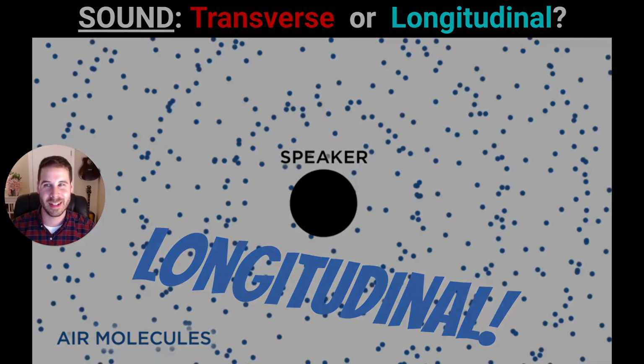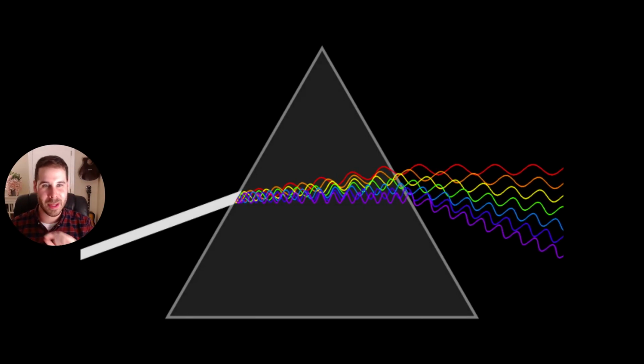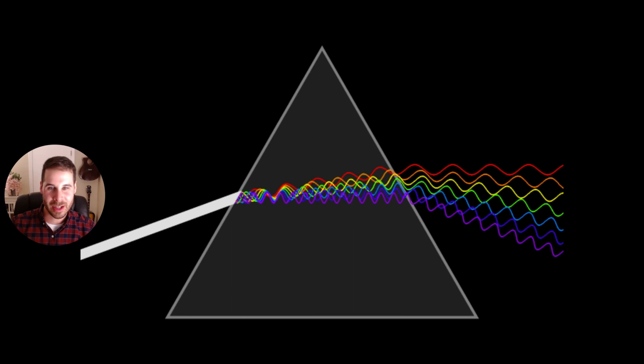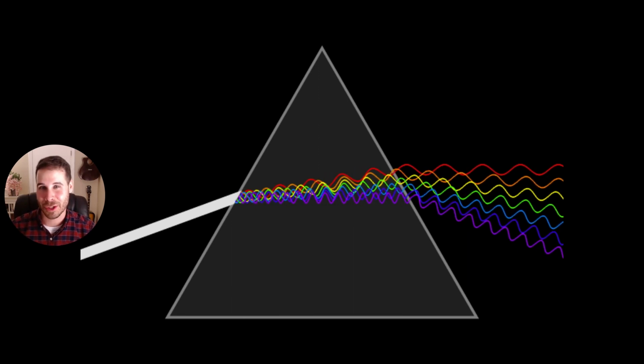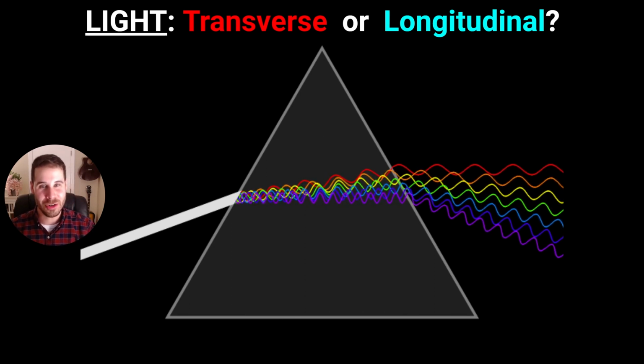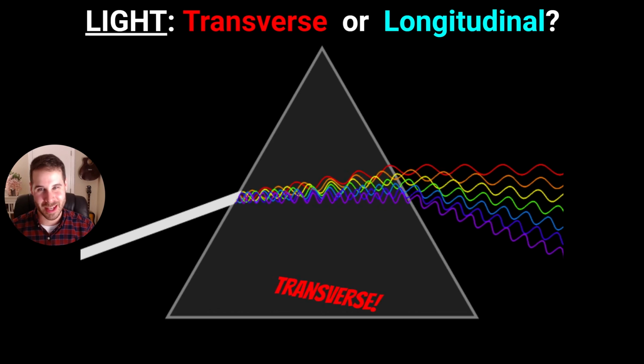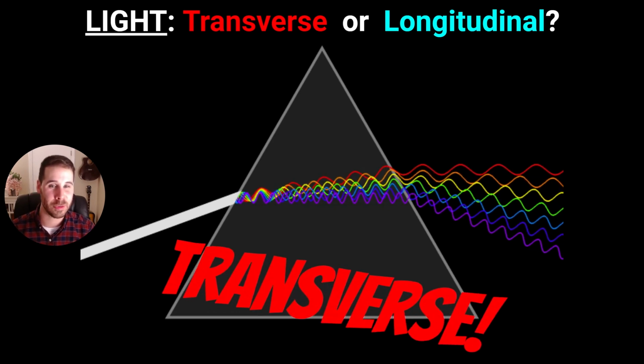That's our answer. What about light waves? You may have seen this animation before of light being split by a prism, and they look kind of curvy and S-shaped, so maybe that gives you a hint. So is light transverse, or is light longitudinal? Let's think about that for a moment by looking at this animation. The answer is light is a transverse wave.